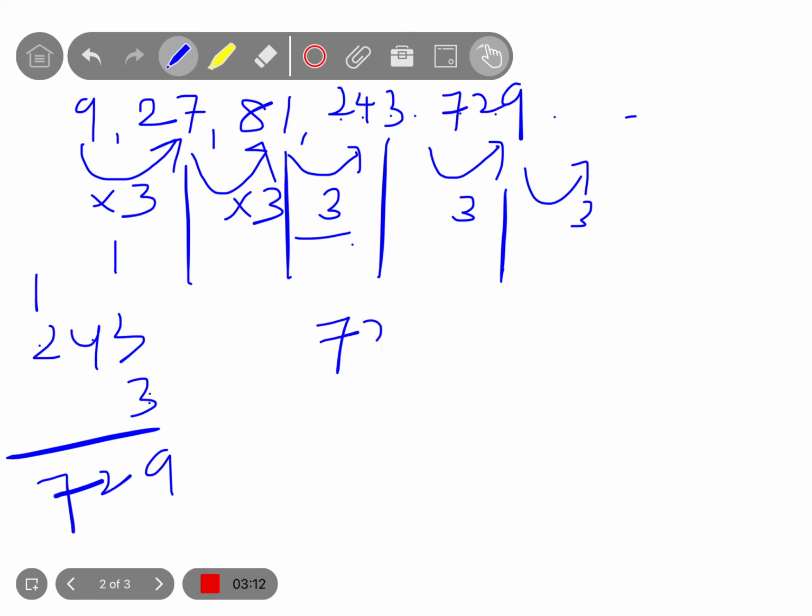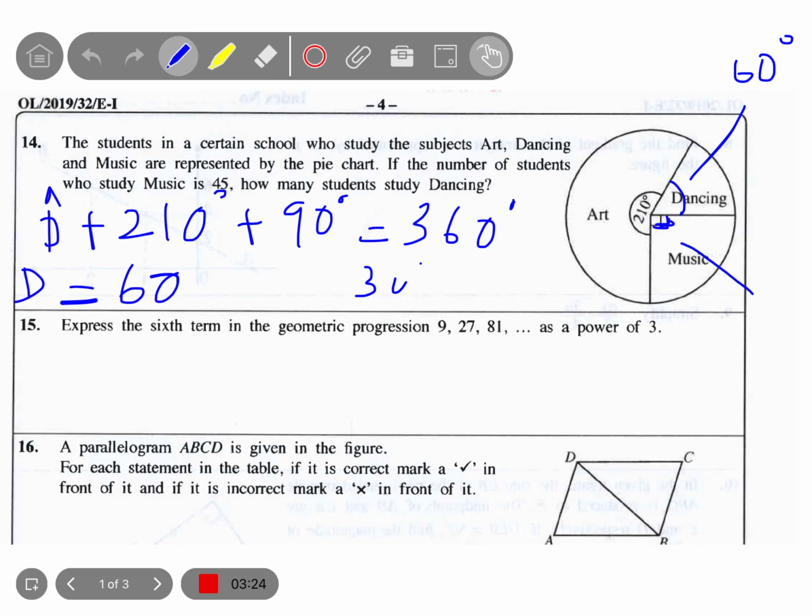And 729 times 3: 3 times 9 is 27. 3 times 2 is 6, 6 and 2 is 8. 3 times 7 is 21. So the answer is 2187. Now this is the hard way of doing it, right?